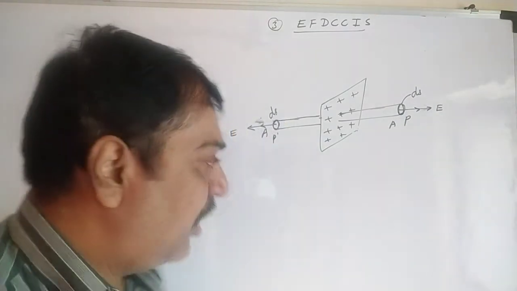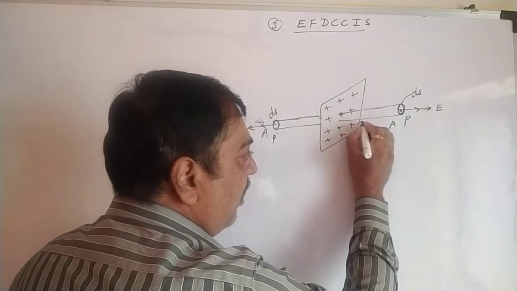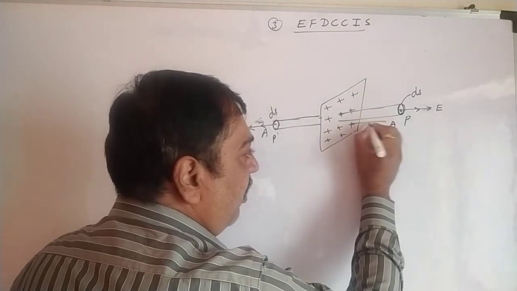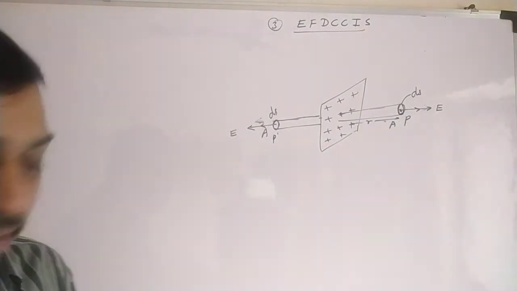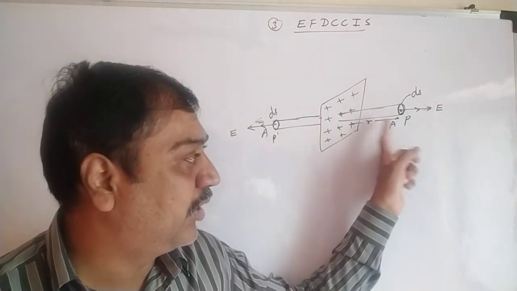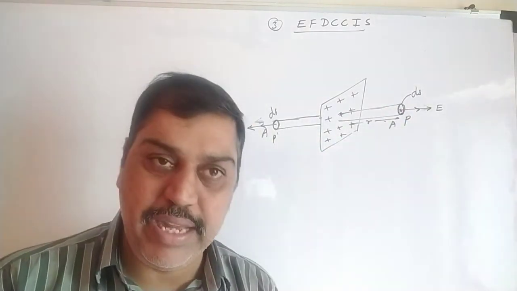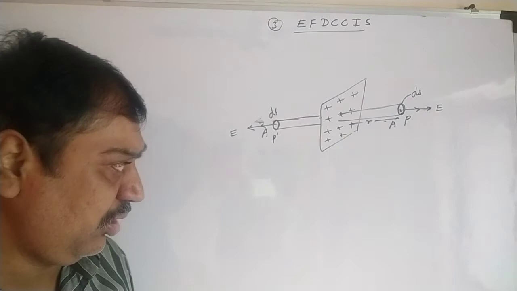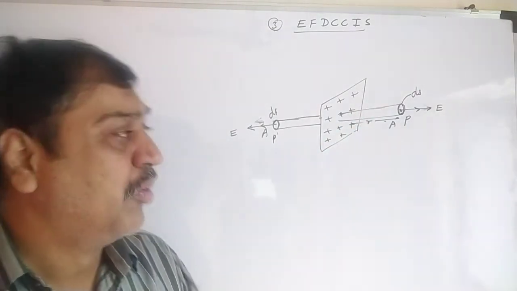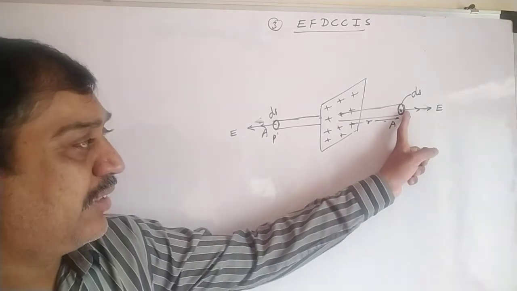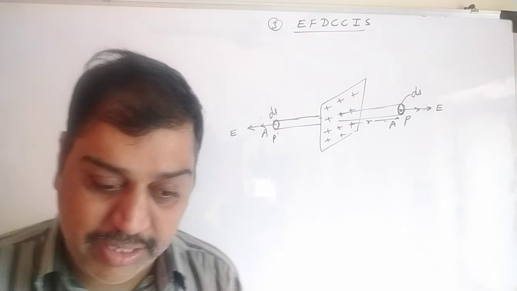Now let us consider some point P. This point P is kept at a distance R from the sheet. Then we have drawn a Gaussian cylinder around the point P. Here the contribution of electric field due to the curved cylindrical part is 0. So the only parts remaining are ds to the right hand side and ds to the left hand side. That will contribute to the electric field intensity.